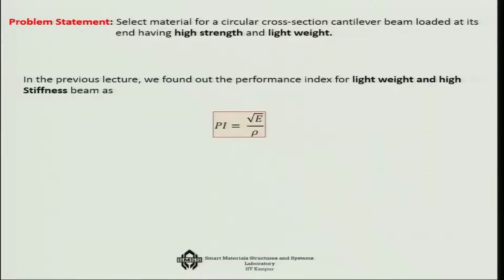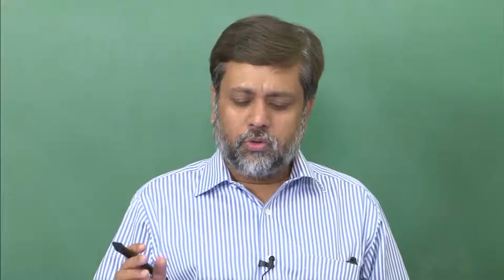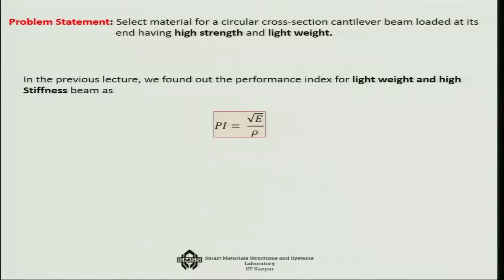If you remember, in the previous lecture our cantilever beam problem had the material property index, which was square root of rho over square root of E. In fact, the performance index was square root of E over rho. Now, let us see how this situation may change for this new problem, in which we need high strength, not high stiffness, and lightweight. Let us go to the board to explain this problem.